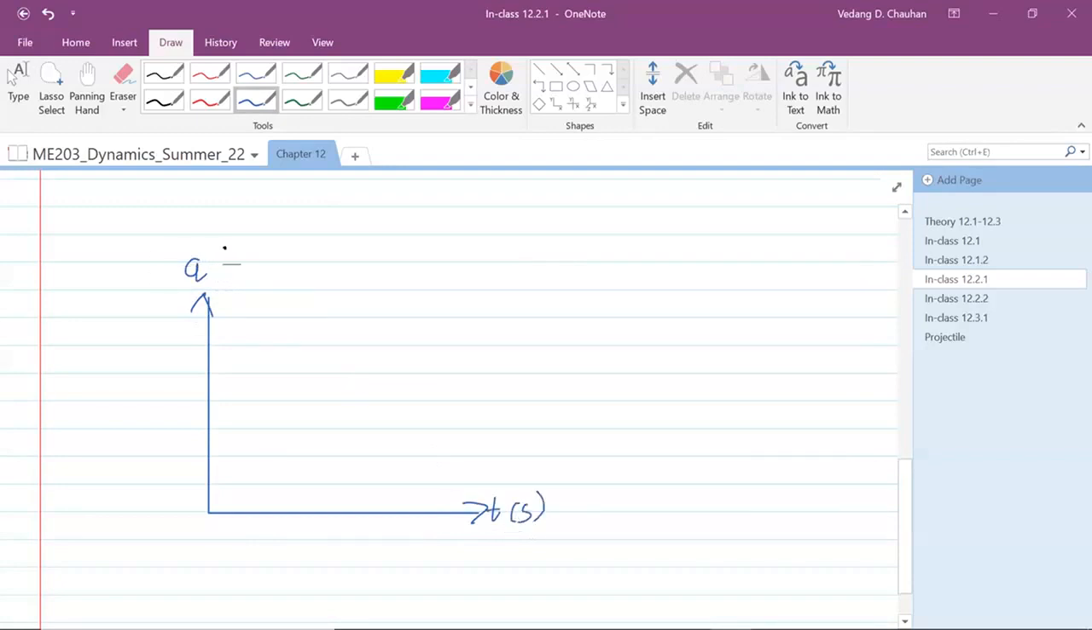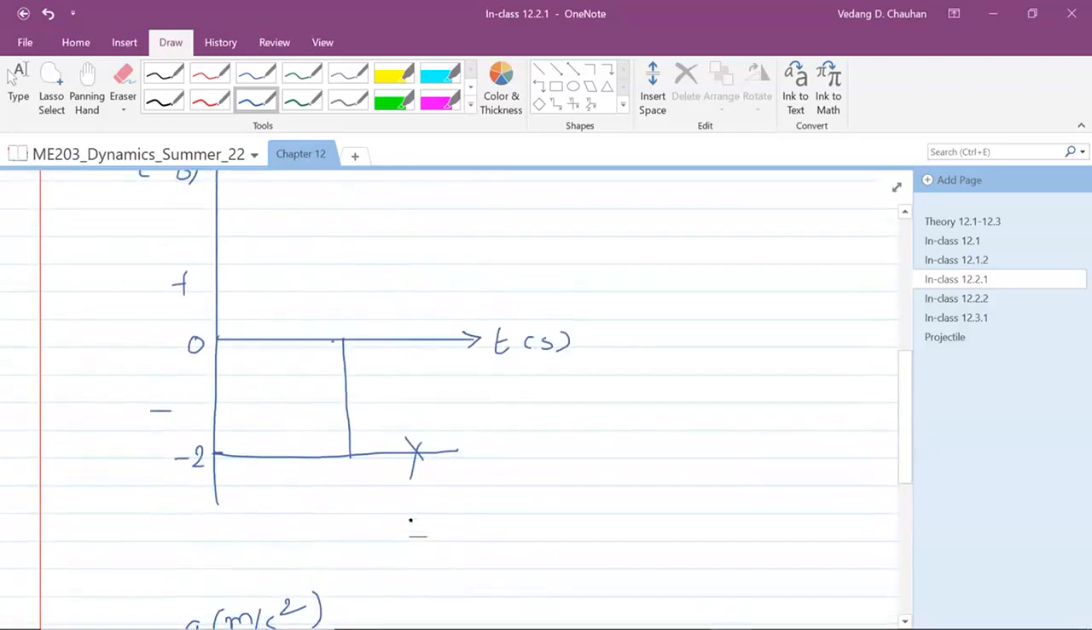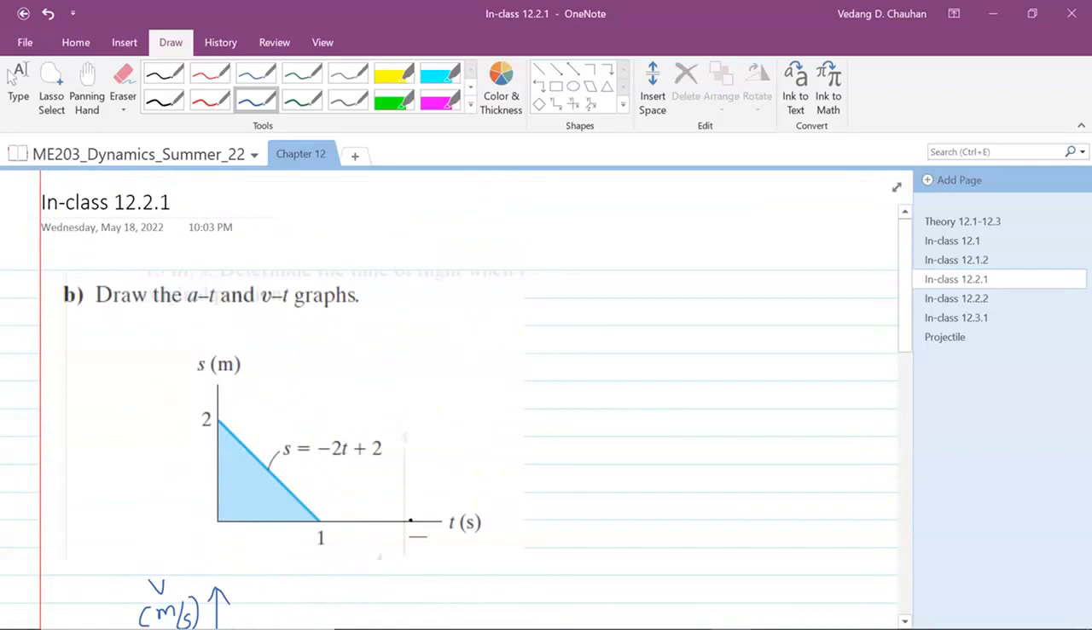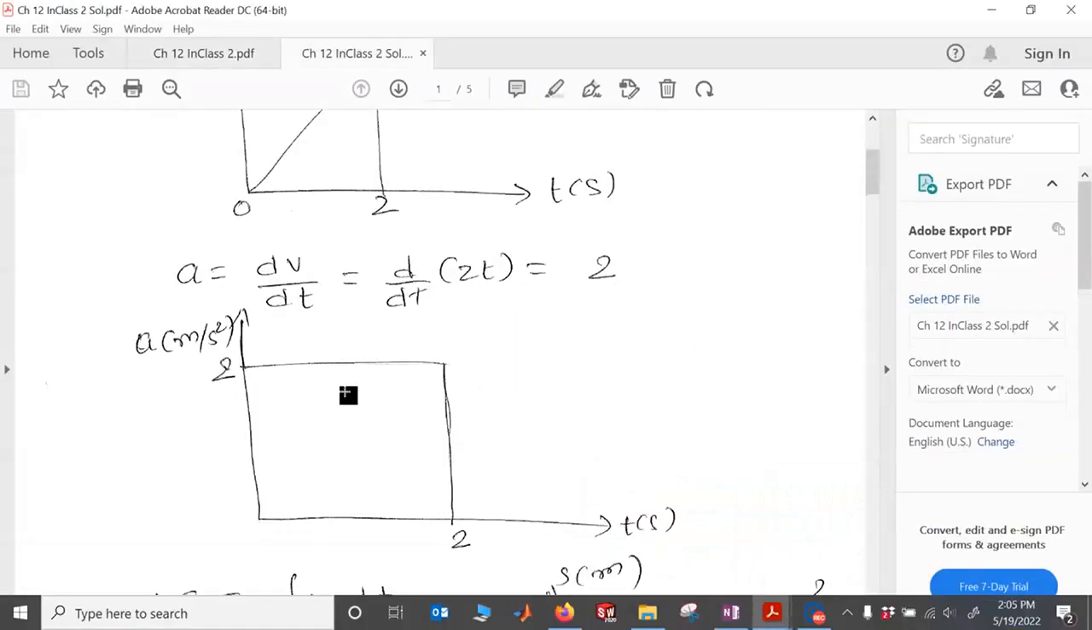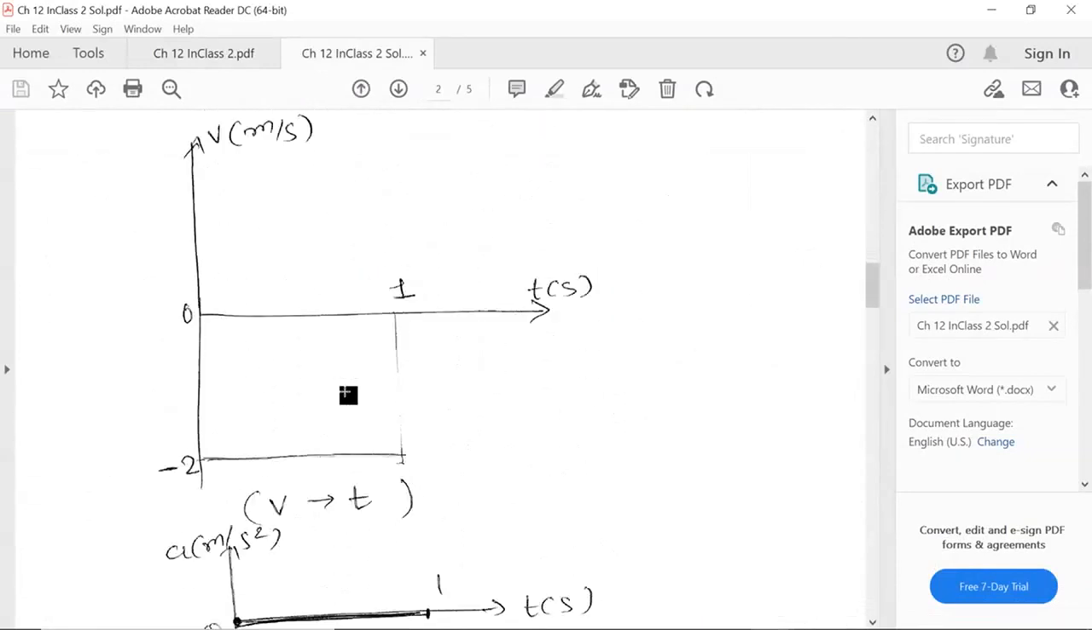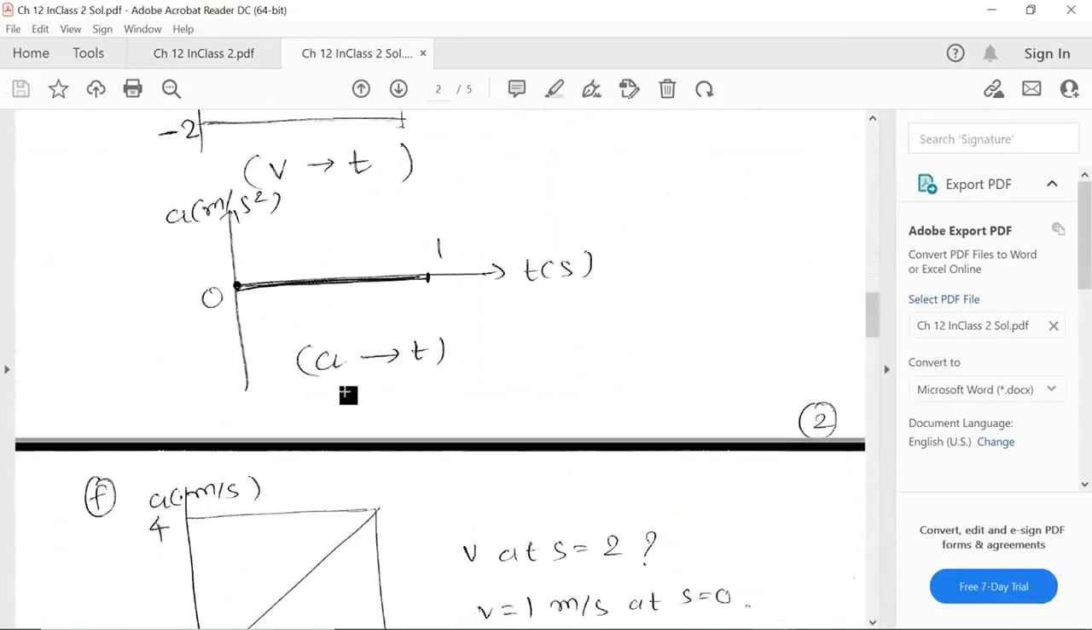So t is time in seconds, acceleration is in meters per second squared, and that is 0, because velocity has a 0 slope. So that's the solution for in-class exercise 12.2.1. Okay, so it's minus 2 and it's 0.